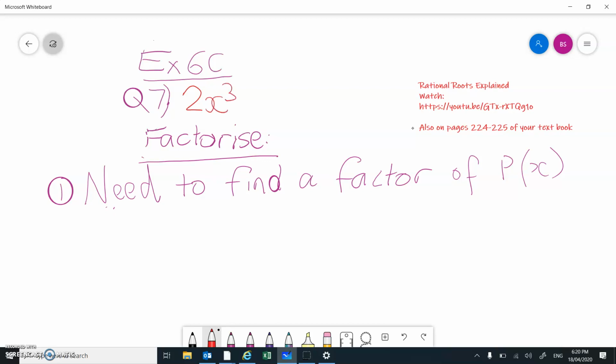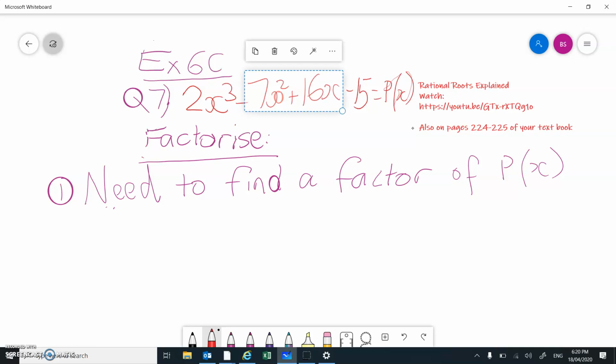Okay, so the question is 2x cubed minus 7x squared plus 16x minus 15, and we'll call that p of x. My pen is playing up, so just ignore anything that goes a bit funny. And you know that's an x there. You can have a look at the question in the textbook anyway. I've just called this p of x so that I can find a factor. So 2x cubed minus 7x squared plus 16x minus 15 is the question.